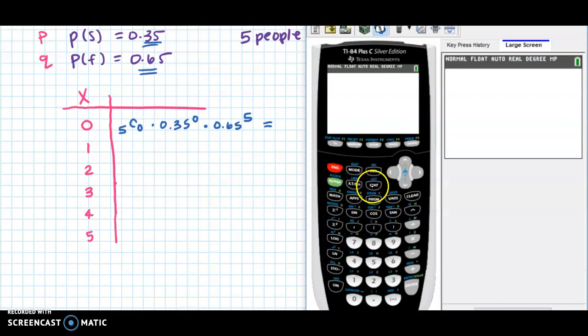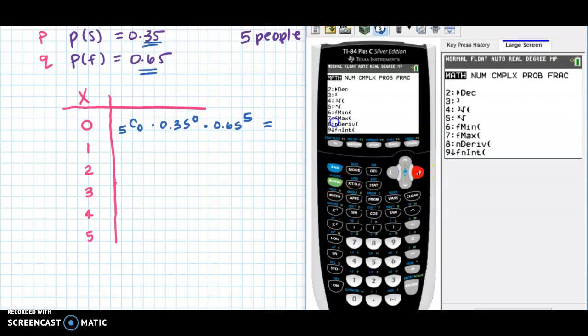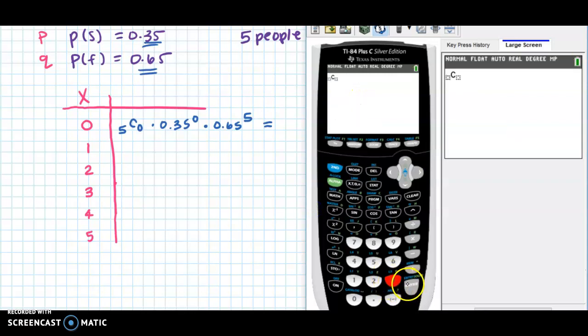To make your calculator operate the combinations for you, hit the math button, and then scoot on over to probability, P-R-O-B, and you'll see nCr, option 3. Now, depending on your version of your calculator, mine pops up little things to fill in. If you have an older version, you might have to type the 5 first before you bring up the nCr. So 5 choose 0.